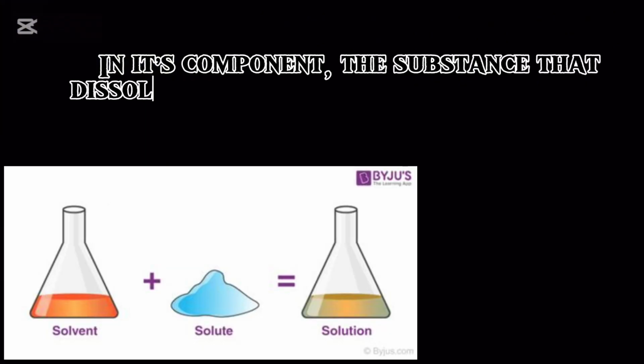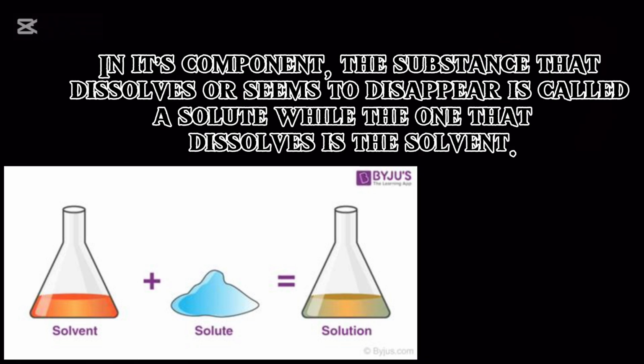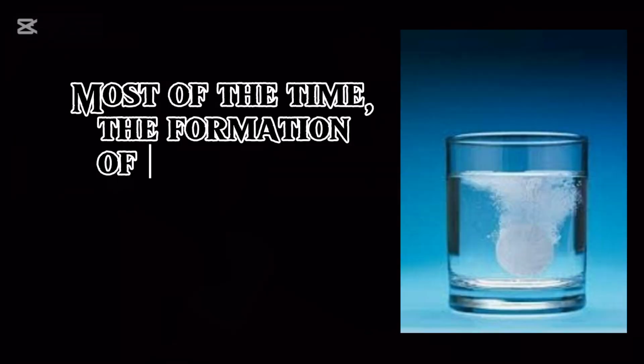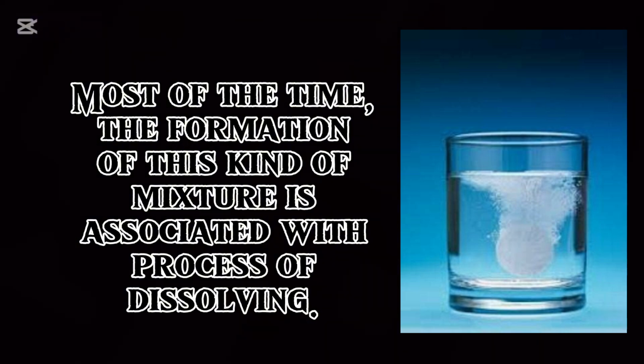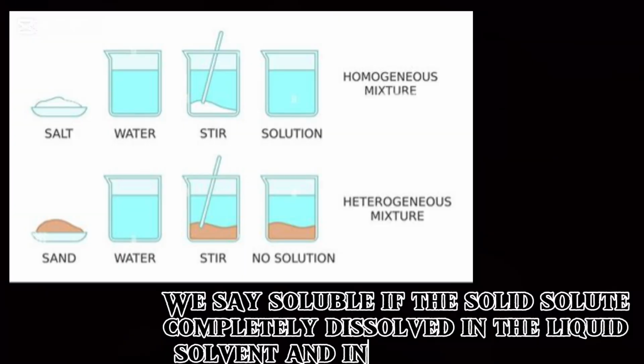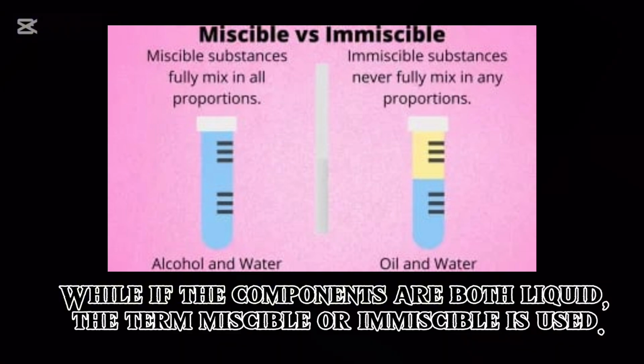They are also called solutions. In its components, the substance that dissolves or seems to disappear is called a solute, while the one that dissolves it is the solvent. Most of the time, the formation of this kind of mixture is associated with the process of dissolving. We say soluble if the solid solute completely dissolves in the liquid solvent, and insoluble if it does not. While if the components are both liquid, the term miscible or immiscible is used.